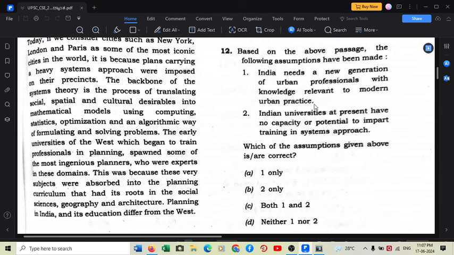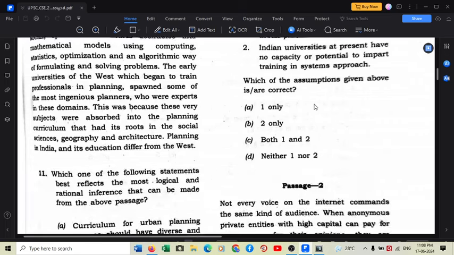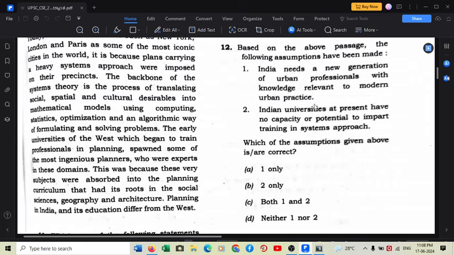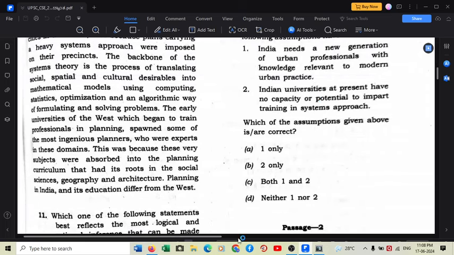Number 2, Indian universities at present have no capacity or potential to impart training in the systems approach. We don't know this as per the passage. The author is not detailing what Indian universities are capable of and what they are not capable of, because the author is only referring to the fact that planning in India differs from the West, and definitely we can imbibe some of the best practices of urban planning from the Western world. So 2 is ruled out, the answer is 1 only. So question number 12, the answer is 1 only. Okay.